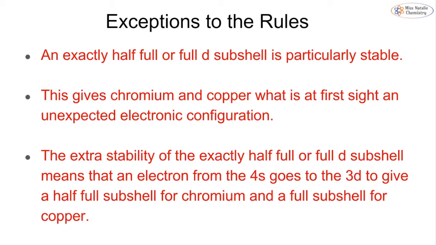Now you may be asking why. The reason that we do this is because if we have exactly half full or a full d subshell, it gives it a level of stability. So copper and chromium at first look unexpected. Why would they possibly want to have this 3d5 and 3d10 electronic configuration? But because it gives this extra stability, we can promote this 4s electron up to the 3d to give us this half full subshell and full subshell, because we get this increased stability.